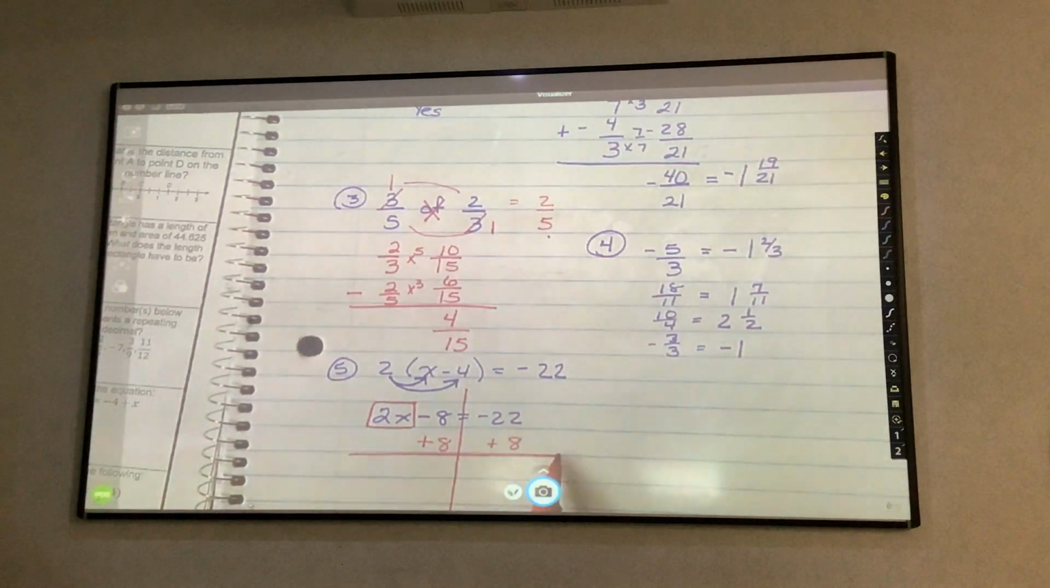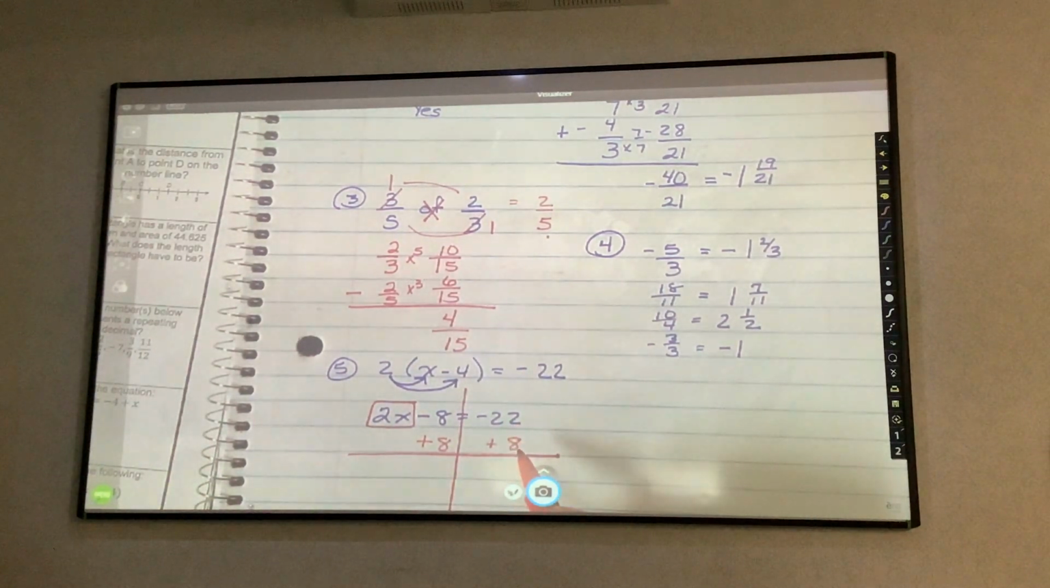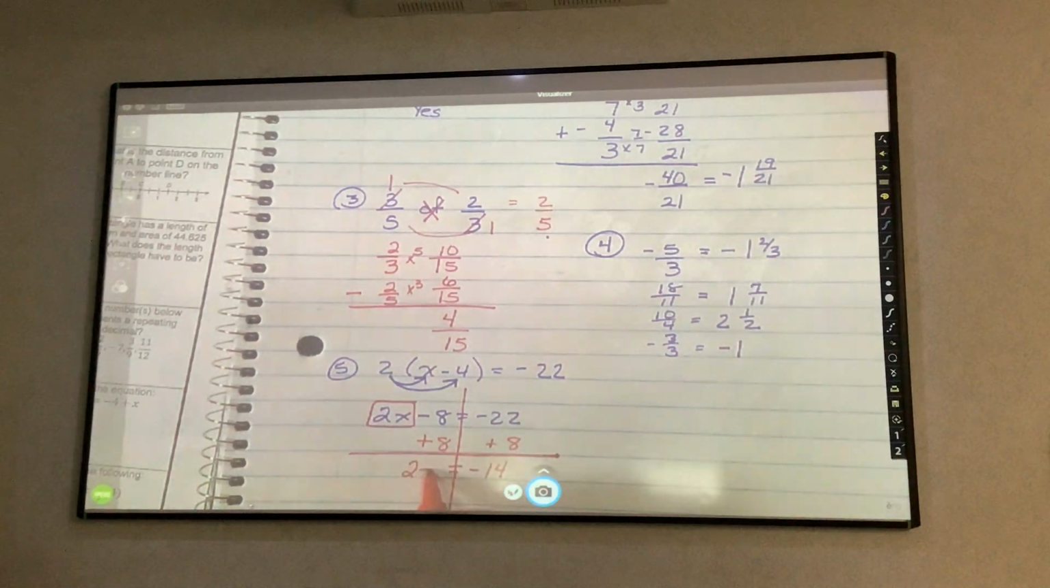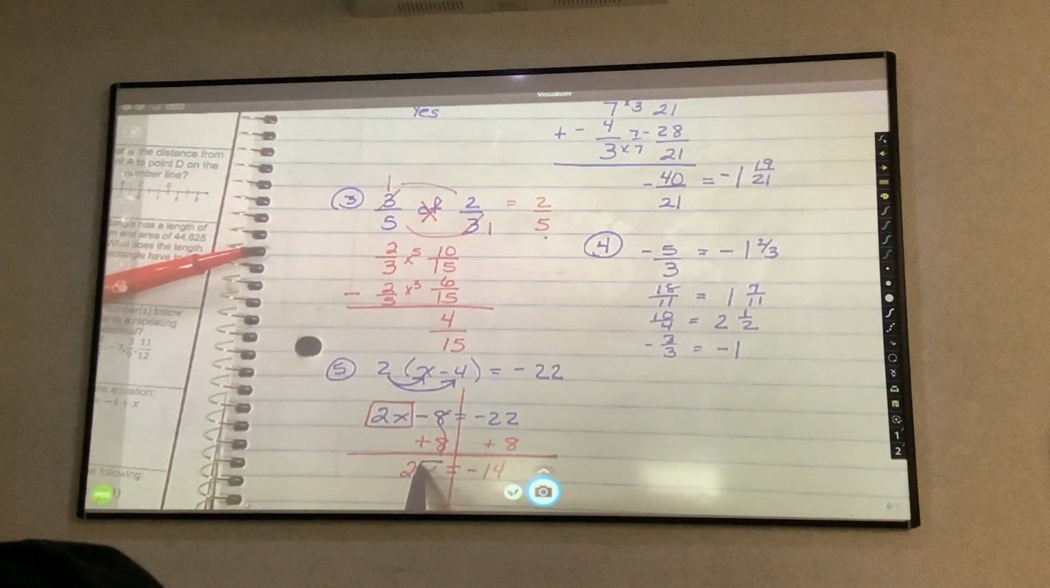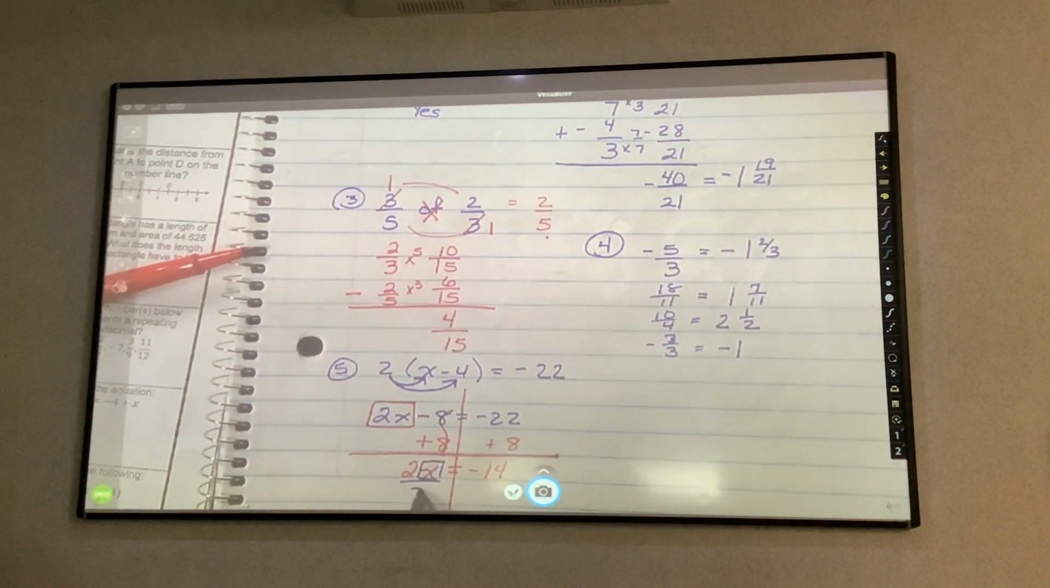Showing all of this work. A negative and a positive means I'm going to subtract, and I get what? 14. Because 22 minus 8 is 14. And bring on my 2x. Cancel this out. Box up my x. Divide by 2 on both sides. The 2 cancels out, so x equals a -7.